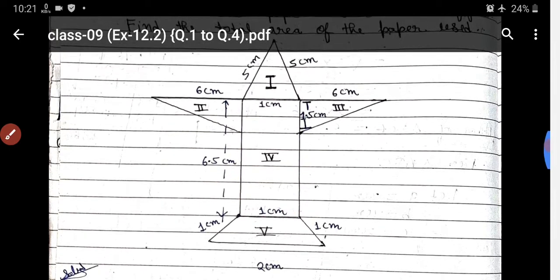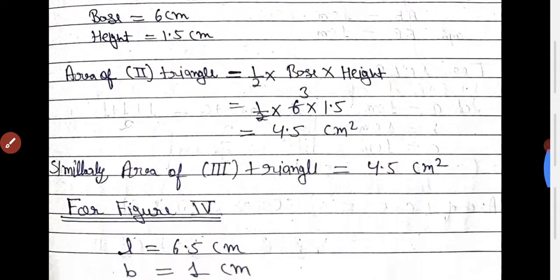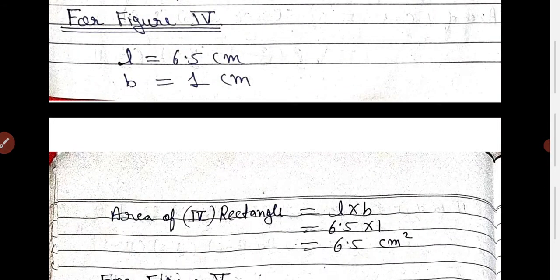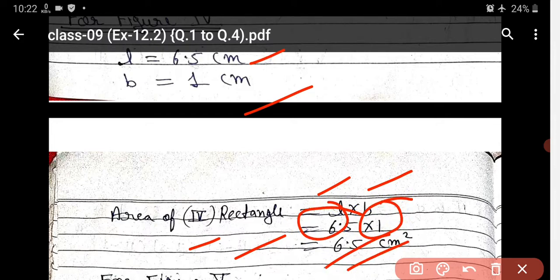So in this rectangle, what is the length? Length is total, this one 6.5, and what is the breadth? Breadth is only 1. So right here, for the fourth part, length is 6.5 centimeter and breadth is 1 centimeter. So what is the area of the fourth rectangle? Length into breadth. The length is 6.5, 1 is the breadth, so you will get here 6.5 centimeter square.